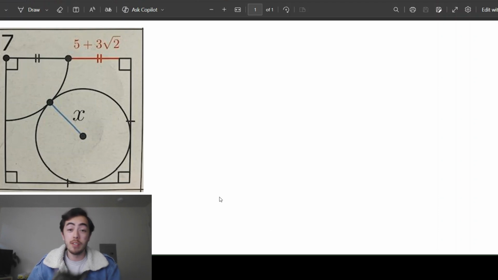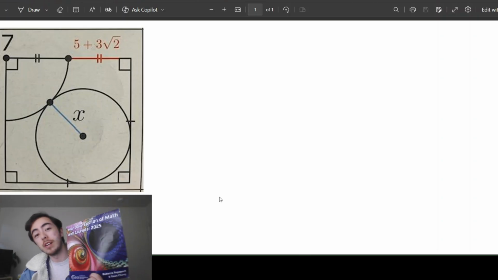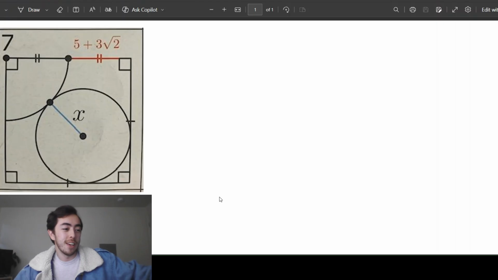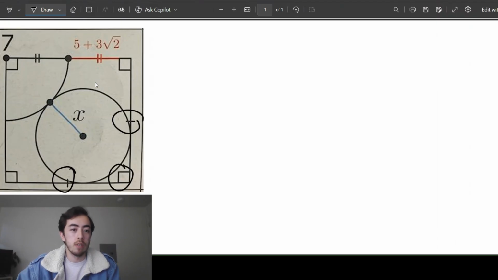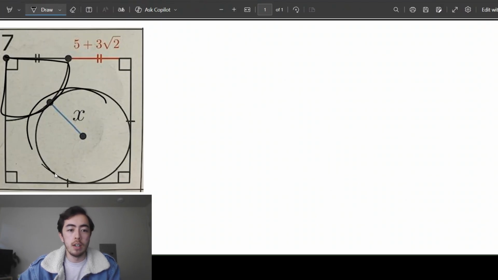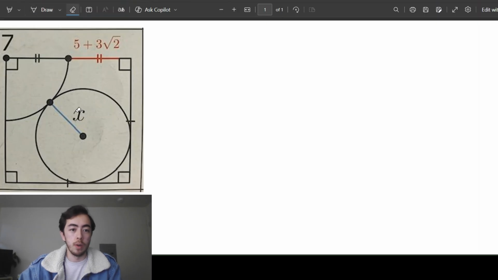Today is December 7th, and we're solving problem 341 from the Daily Epsilon calendar. And the answer today should be 7 because that's today's date. So we are given a square. It has equal sides and right angles everywhere. And we have a quarter circle here and another circle inscribed in this square.